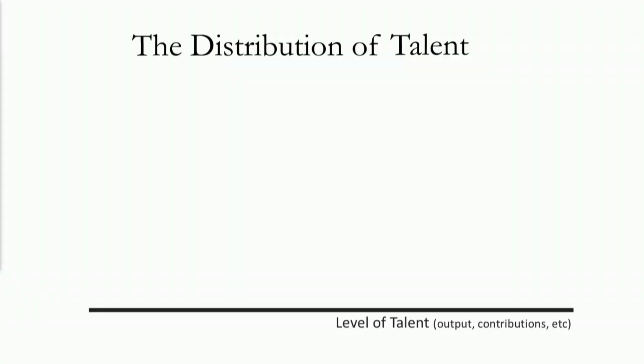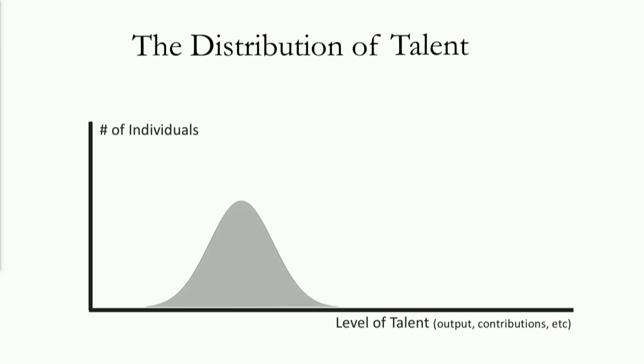Here's a good way to look at it. I can make a plot of talent, as measured by output or their contributions, and on this axis I'll put the number of individuals that achieve that level of talent. And you might get something like this. We have relatively few people that have low amounts of talent and few that have high amounts of talent, and a lot in the middle. It's kind of a bell-shaped curve, or Gaussian.